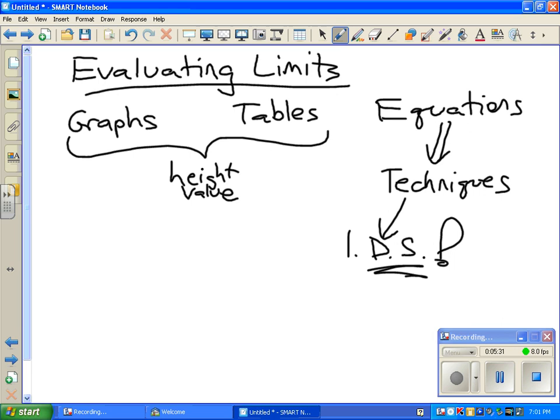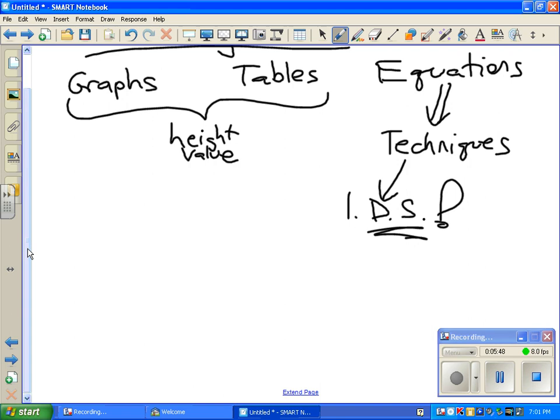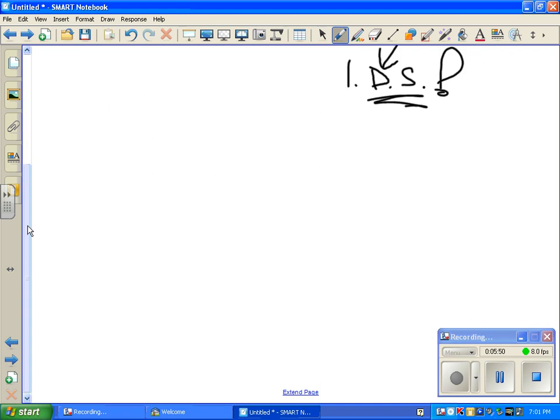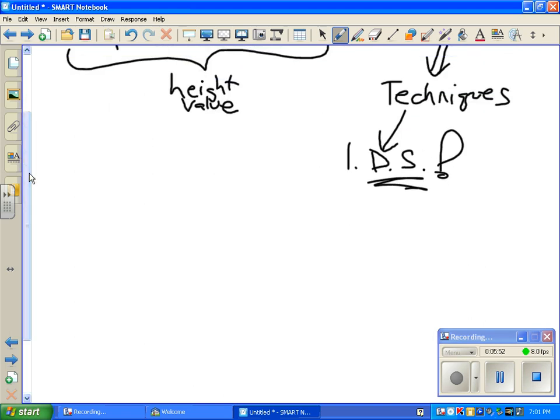Direct substitution is something that we should always try first if we're asked to evaluate a limit and given the equation. We take the value we're trying to get close to, plug it into the equation, and if it gives us an answer out, then we've got our answer for the limit. Most often, however, and usually on the AP, direct substitution does not work. So the question becomes, what do we do then?